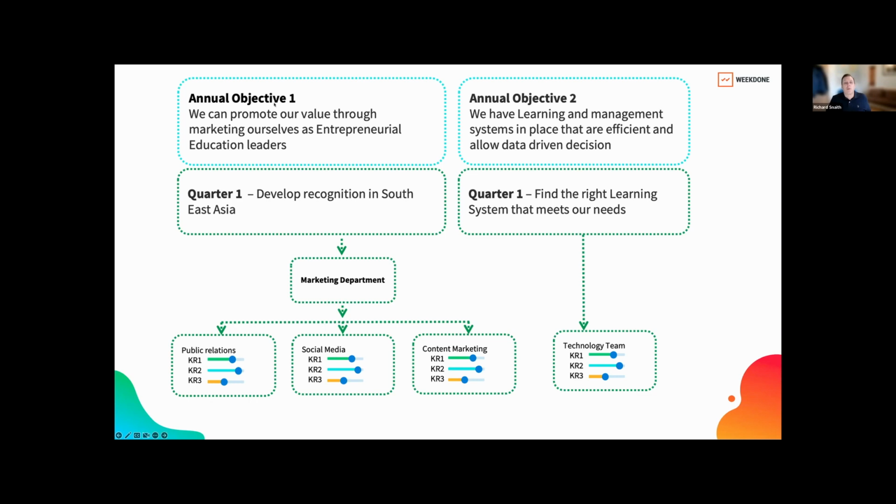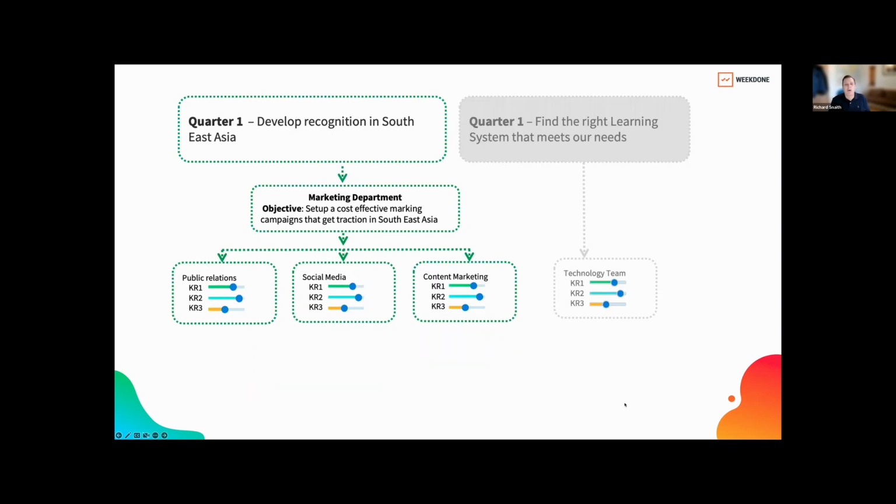But what we've got to do is take from this company level and quarterly level down eventually to the teams. So let's have a look at that process. Well, yes, we know from a company level what we need to do. We need to develop that recognition in Southeast Asia.